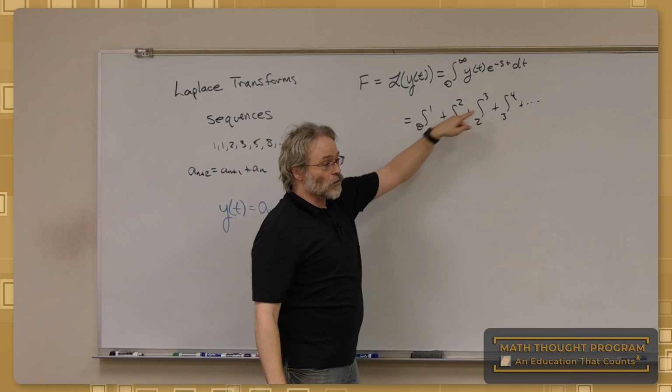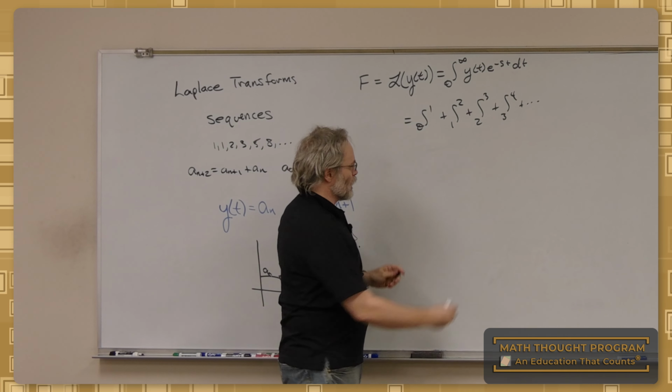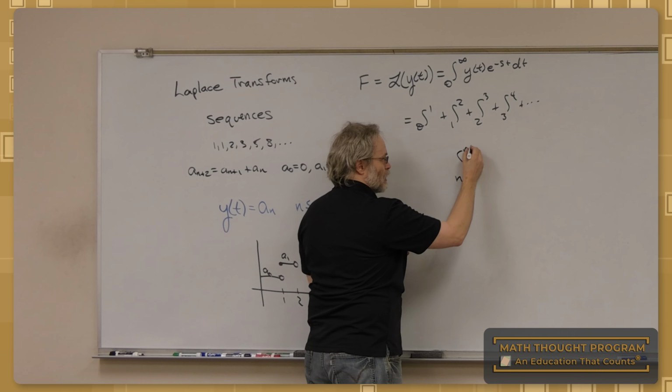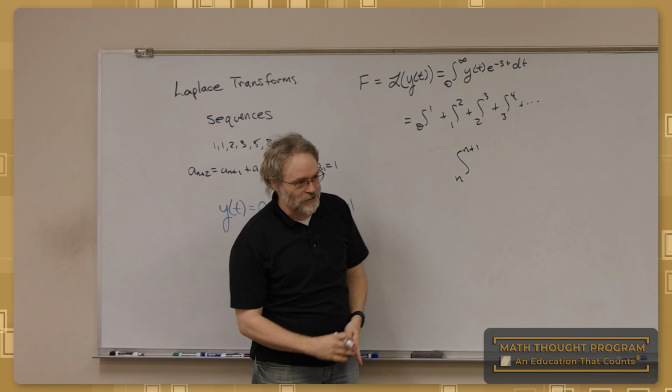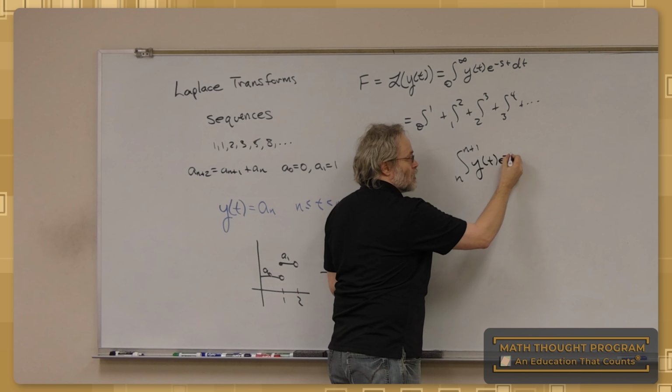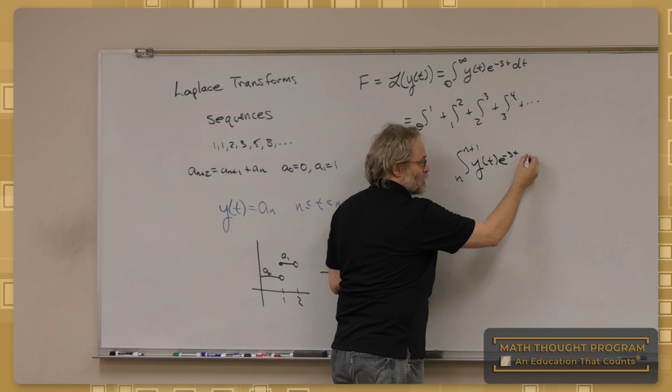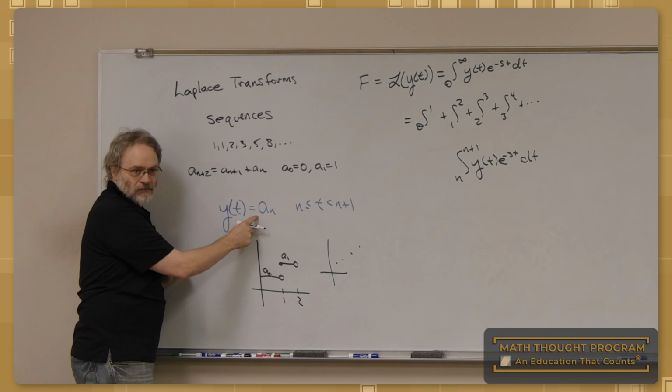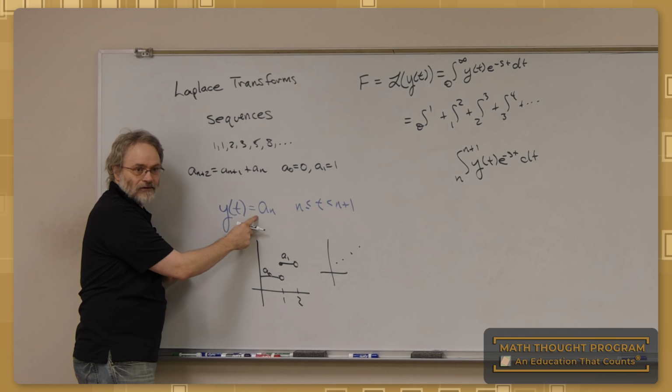Now, for each one of these pieces, let me just write it a little differently. I'll say n plus 1. That's going to be representative of this integral, this one, and this one. And we are looking at y of t e to the minus st dt. When you're on the interval from n to n plus 1, the y function is defined as the sequence value, the a sub n.